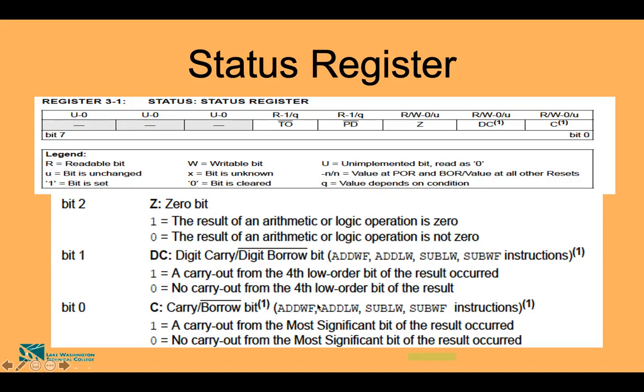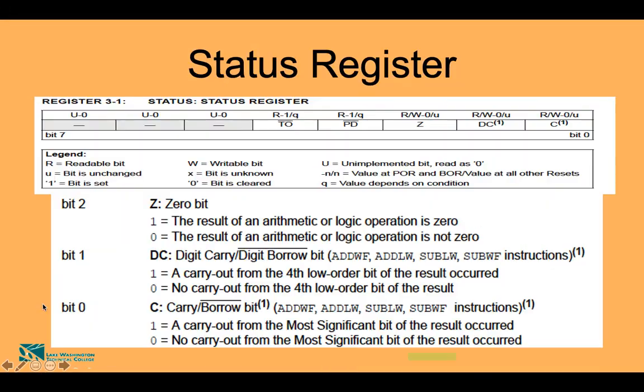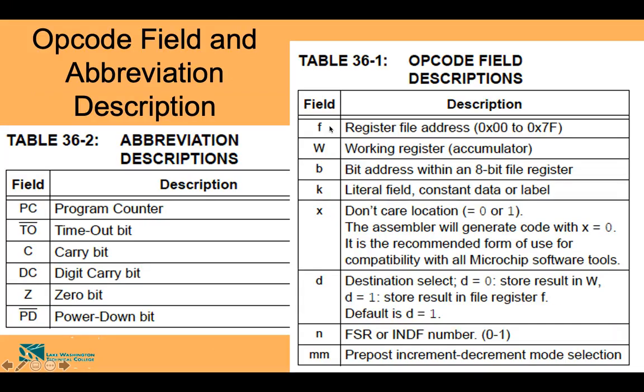Now moving on to the second slide, which talks about the opcode field and abbreviation description. If you look into the data sheet, there is a section called instruction set summary, and under that you can find this information, which talks about all these status flags. You saw in the previous slide we had two other status flags, which I have mentioned here. PC stands for program counter, TO is the timeout bit, C is the carry bit, DC is the digital carry bit, Z is the zero bit, and PD is the power down bit.